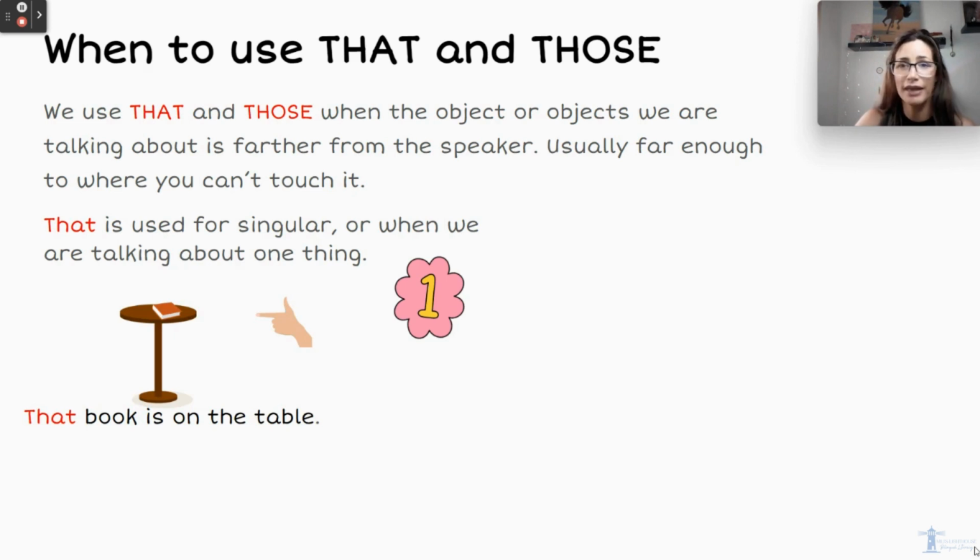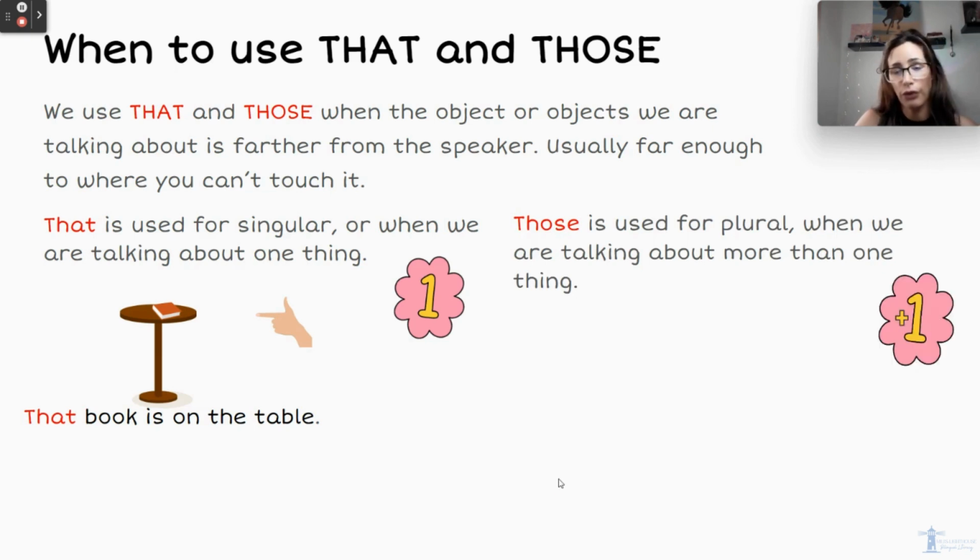That book is on the table. And you have the hand pointing because it gives the feeling that the book is not so close as to where you can pick it up. That book is on the table.